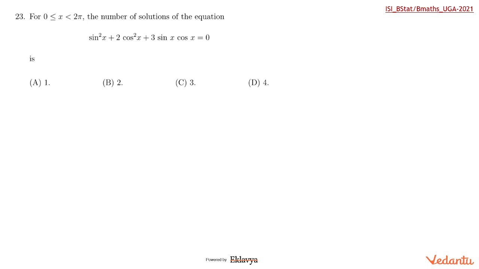नाउ क्वेश्चन नंबर 23, for x in 0 to 2 pi, the number of solutions of the equation sin square x plus 2 cos square x plus 3 sin x cos x equal to 0 is. इसे कितने सोल्यूशन है? यहाँ से सीधा हम फैक्टर भी बना सकते हैं. (sin x plus cos x) and (sin x plus 2 cos x). This can easily be factorized.